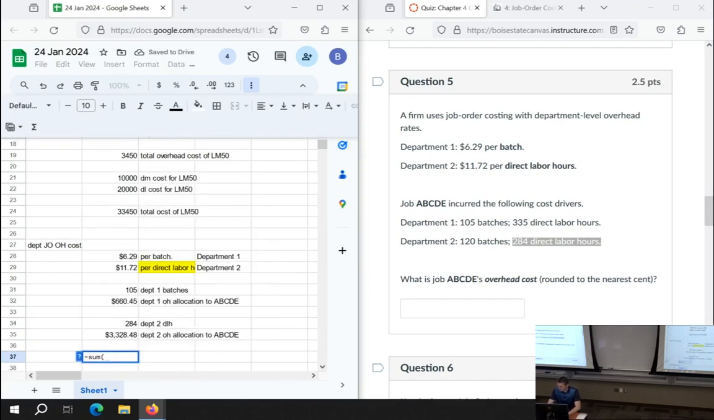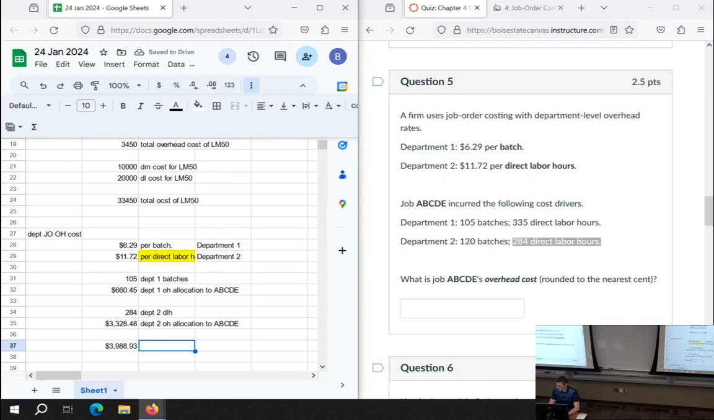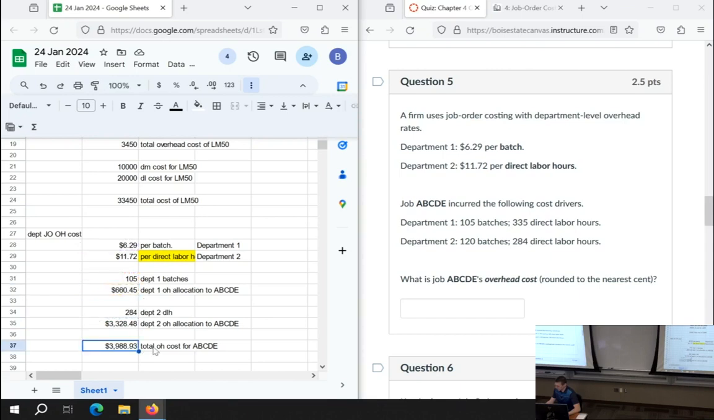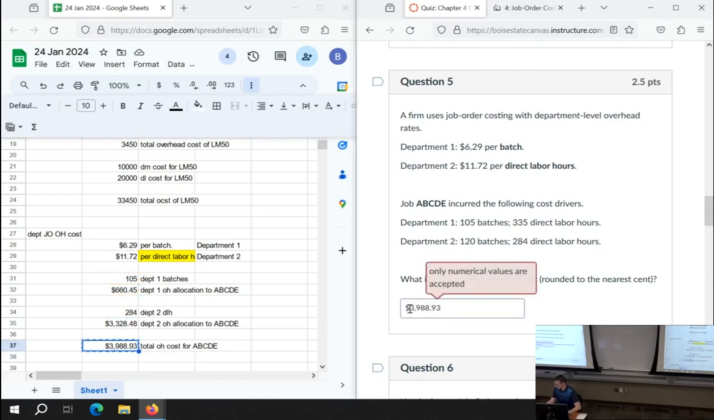We should be able to sum these. Google really thinks it knows what I'm trying to sum every time I do this, and only 20% of the time is it right. That should be our total overhead cost for ABCDE job. Let me double check that. 24 DLH. Okay, 629, 105. That should be right. Okay. Take it easy. Does that make sense? Is that good? Okay.